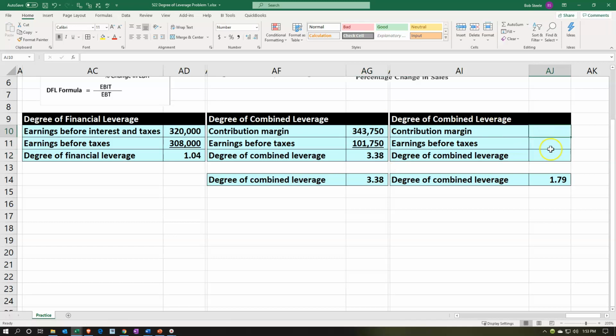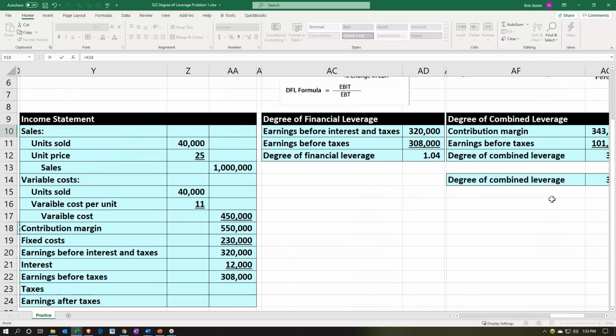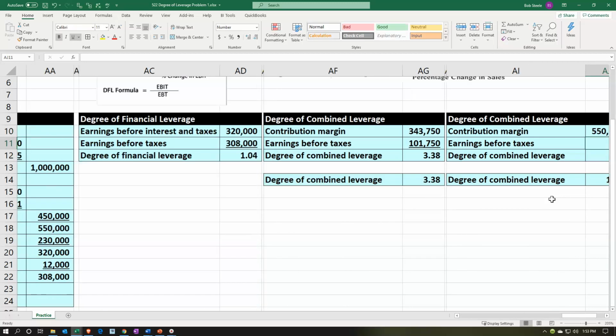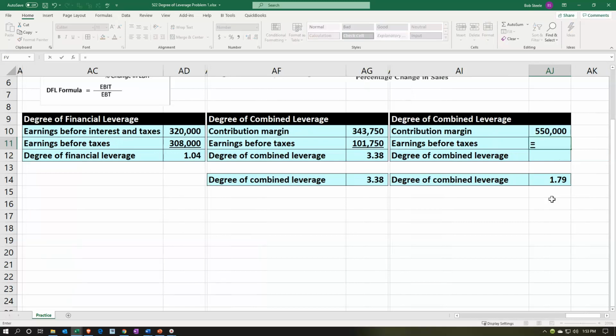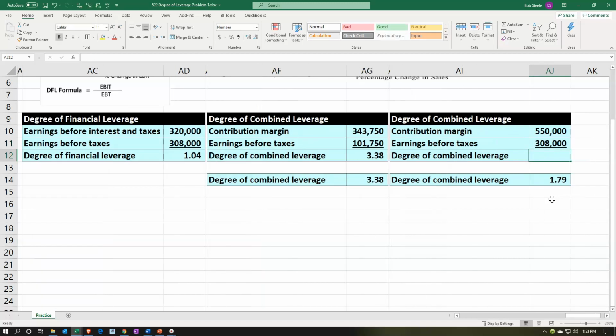Now I'm going to pick up the contribution margin from the second income statement we were working with, equals. Let's scroll to the left to that second income statement. Contribution margin being that 550,000, there it is. Now I want to pick up that earnings before taxes from that second income statement, which is going to be on down here, earnings before taxes, 308,000, and enter. Let's divide those two out. This is going to be equal to the 550 divided by the 308. That's going to give us the 1.78. Once again, calculating it, the same number showed up in two different ways, which is amazing.